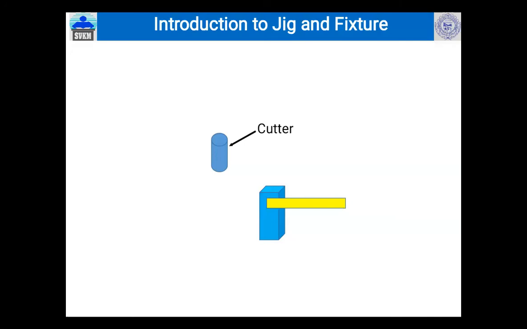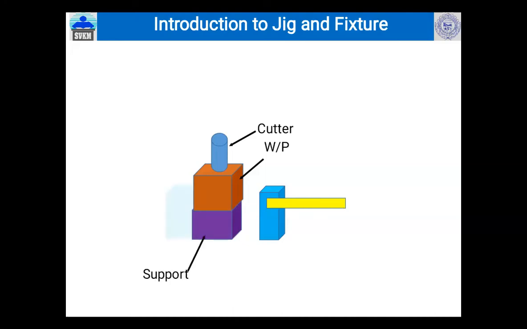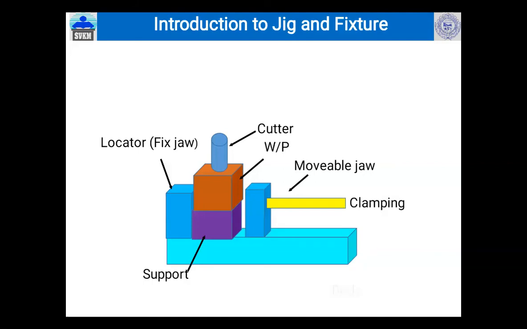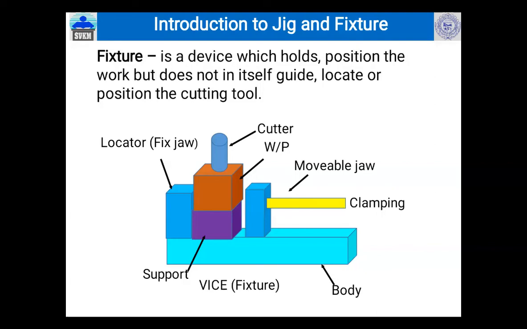Next, introduction to jig and fixture. When a workpiece is kept and machining is required on the surface with the help of cutter, we require to give support at the bottom. Then to stop the further movement of the workpiece, we require a locator, which is a fixed jaw, and to hold the workpiece we require a movable jaw, which is called a clamp. When we mount all these on a body, it's called a fixture. So vice is a fixture.